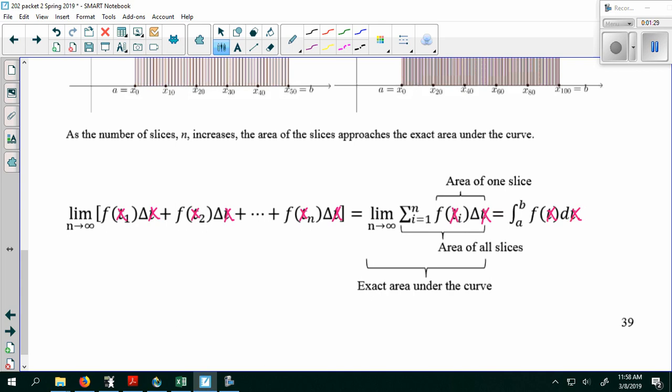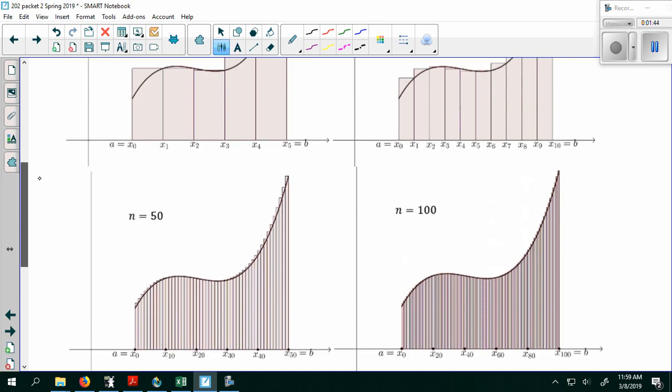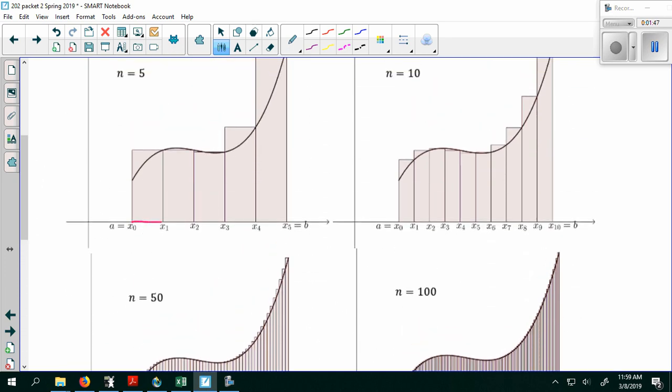So each of these f of x times delta x's, these are the area of a rectangle. This one in particular is the area of the first rectangle. It's easiest to see this in the 5 rectangle picture. So this is delta x, and the height of this rectangle is the height of the function f of x1. This is x1 right here, the height of the function at x1. So the area of this rectangle is base times height, f of x1 times delta x.